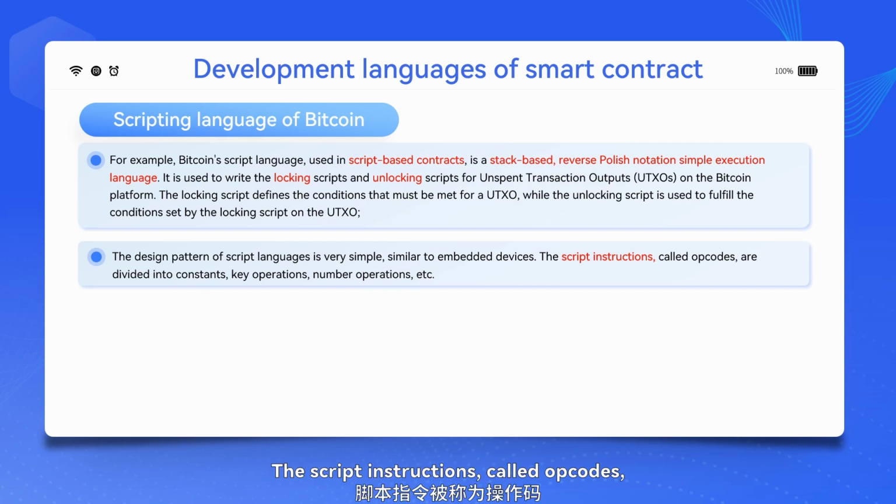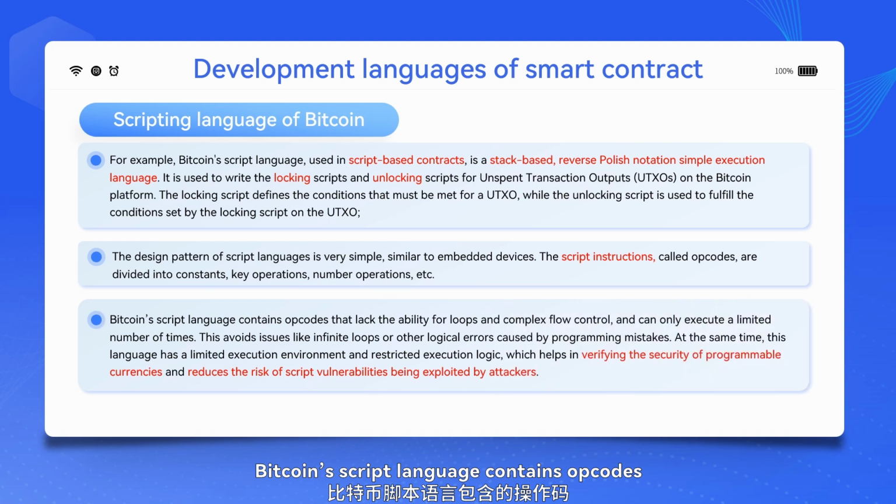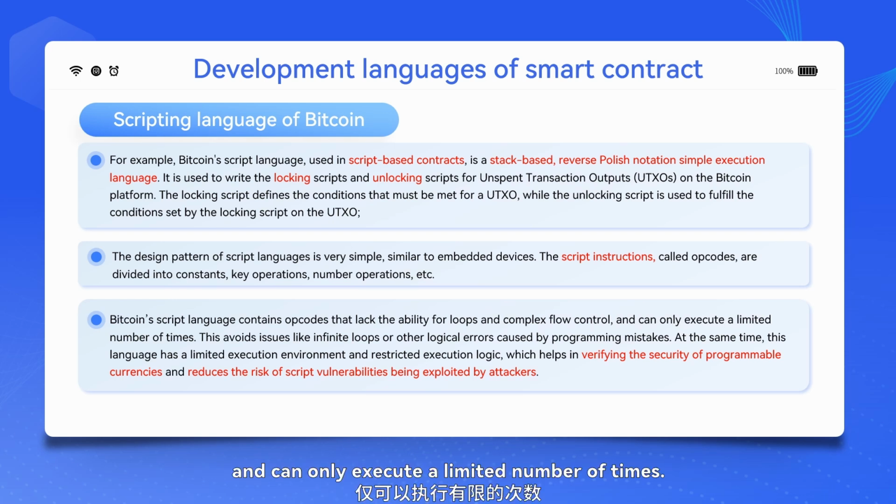The script instructions, called opcodes, are divided into constants, key operations, number operations, etc. Bitcoin's script language contains opcodes that lack the ability for loops and complex flow control and can only execute a limited number of times. This avoids issues like infinite loops or other logical errors caused by programming mistakes.